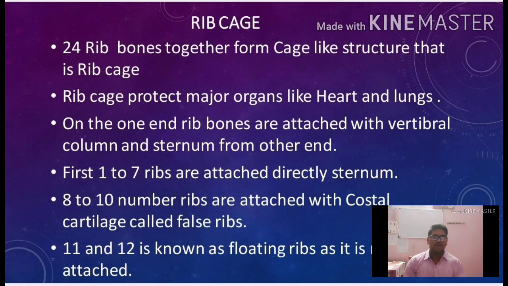At one end, the rib bones are attached to the sternum, while at the other end they are attached to the vertebral column. The first 1 to 7 ribs are attached directly to the sternum. The sternum is present here. Ribs 8 to 10 are attached with the costal cartilage and are called false ribs. The last two, ribs 11 and 12, are not attached to anything and are called floating ribs. They are present in the back region.